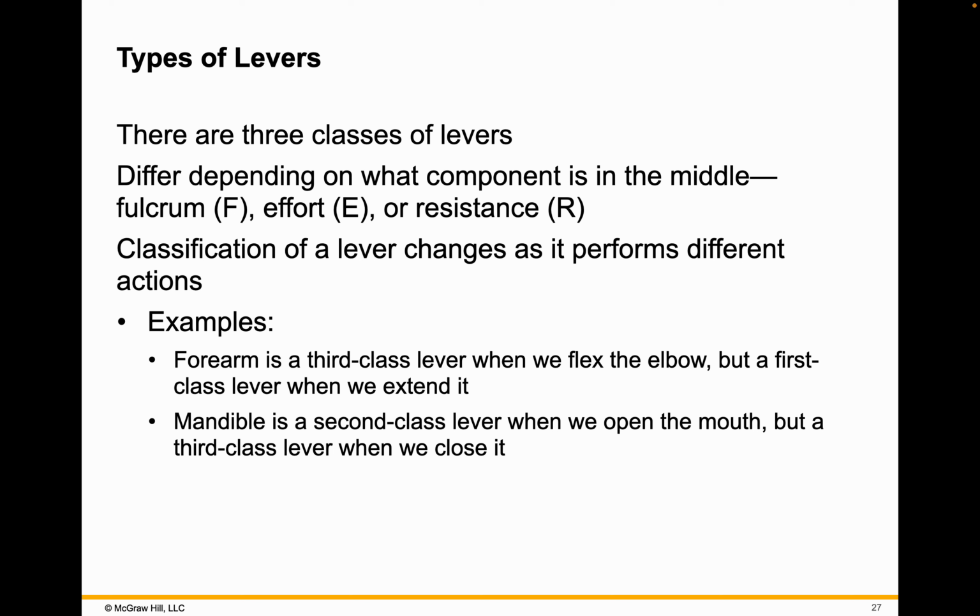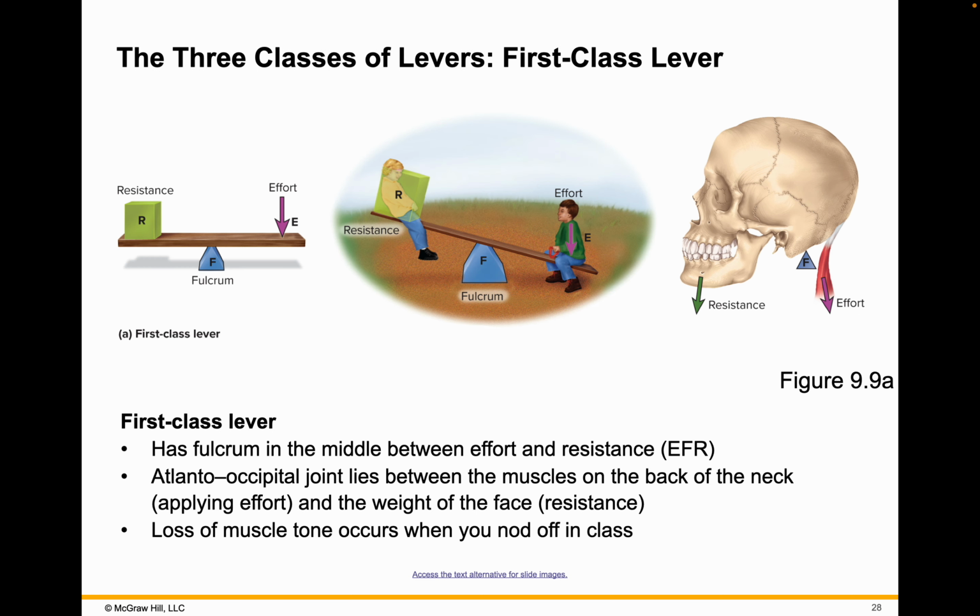There are also 3 different classes of levers, which depend on where the fulcrum is placed. Classification of levers changes as the body performs different actions. The forearm is a 3rd class lever when we flex at the elbow, but a 1st class lever when we extend it. The mandible is a 2nd class lever when we open the mouth, but a 3rd class lever when we close it. And in a 1st class lever, the fulcrum is in between the effort and the resistance.